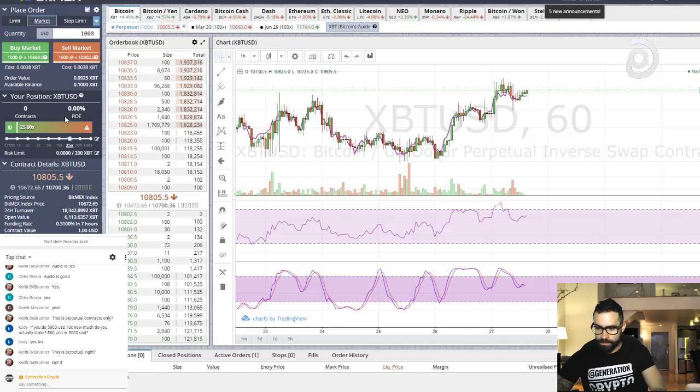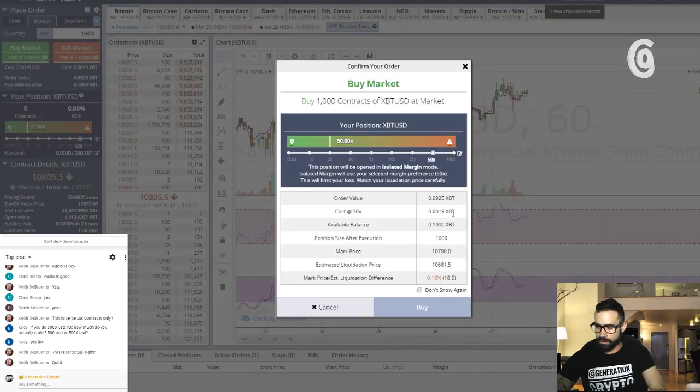So let's see the difference here. If I was to do a 50x leverage long and hit buy, my liquidation price would be $10,681, and my entry would be 10,702. So I have a very low threshold before I get liquidated. This would be a very risky maneuver. I'd be very likely to get liquidated.